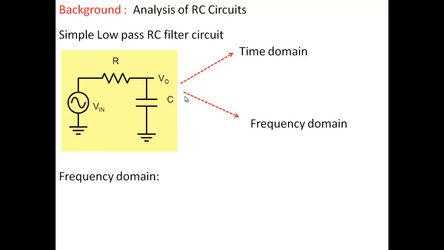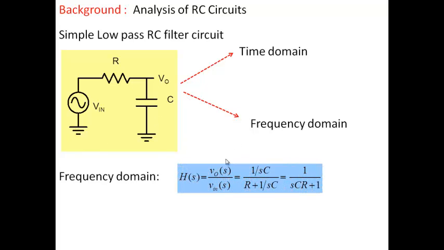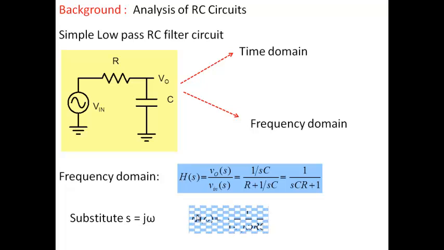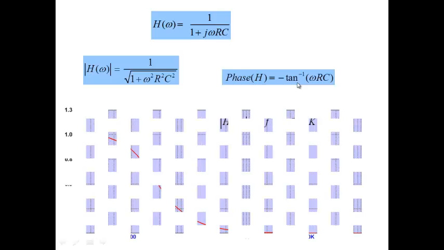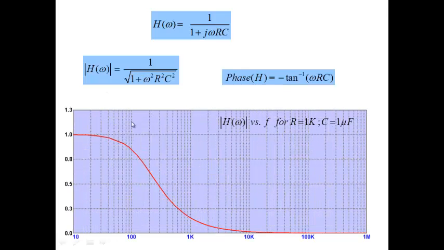In the frequency domain, we replace the capacitor by 1 by SC, get the transfer function, and substitute S equal to j omega, so we get the transfer function in terms of omega. I'm just quickly going over it. You look at the magnitude of the transfer function and the phase, and you plot the magnitude. You see something going like this. This is the magnitude, and this is the frequency.